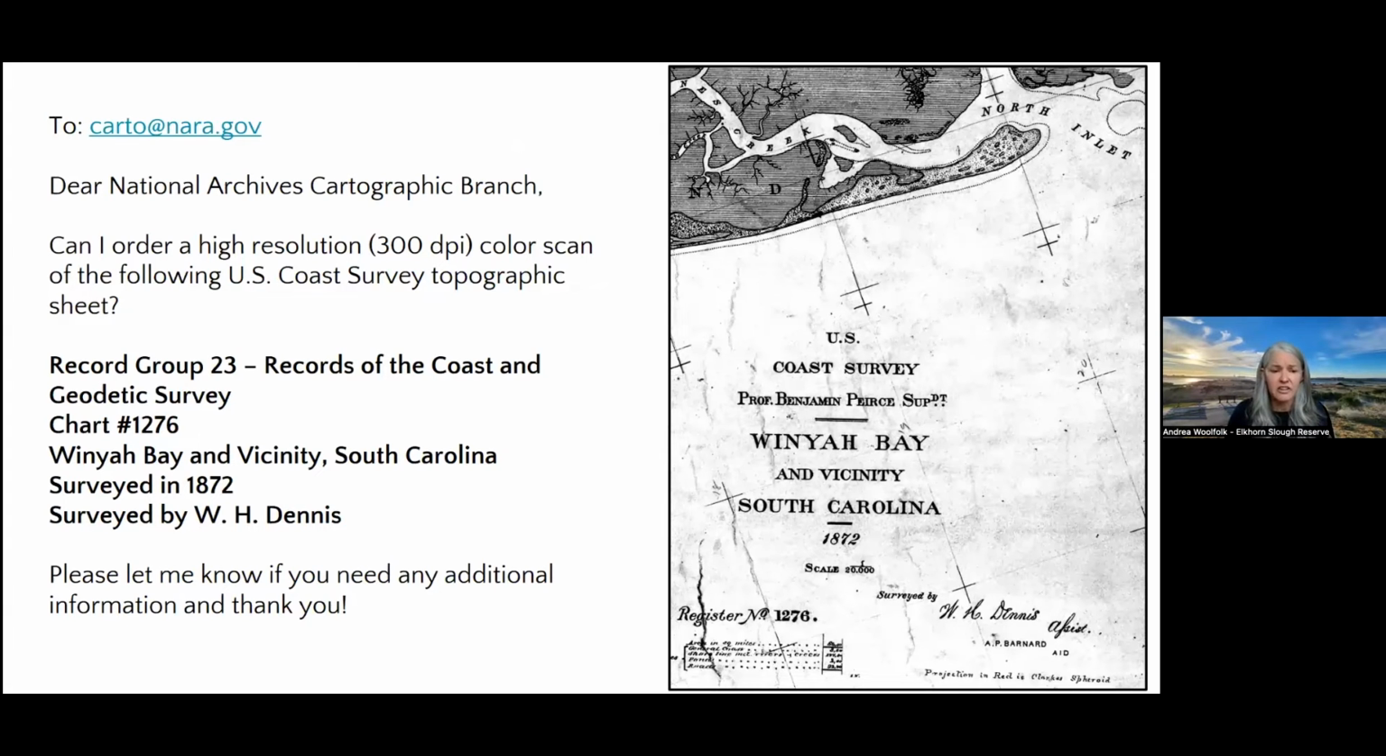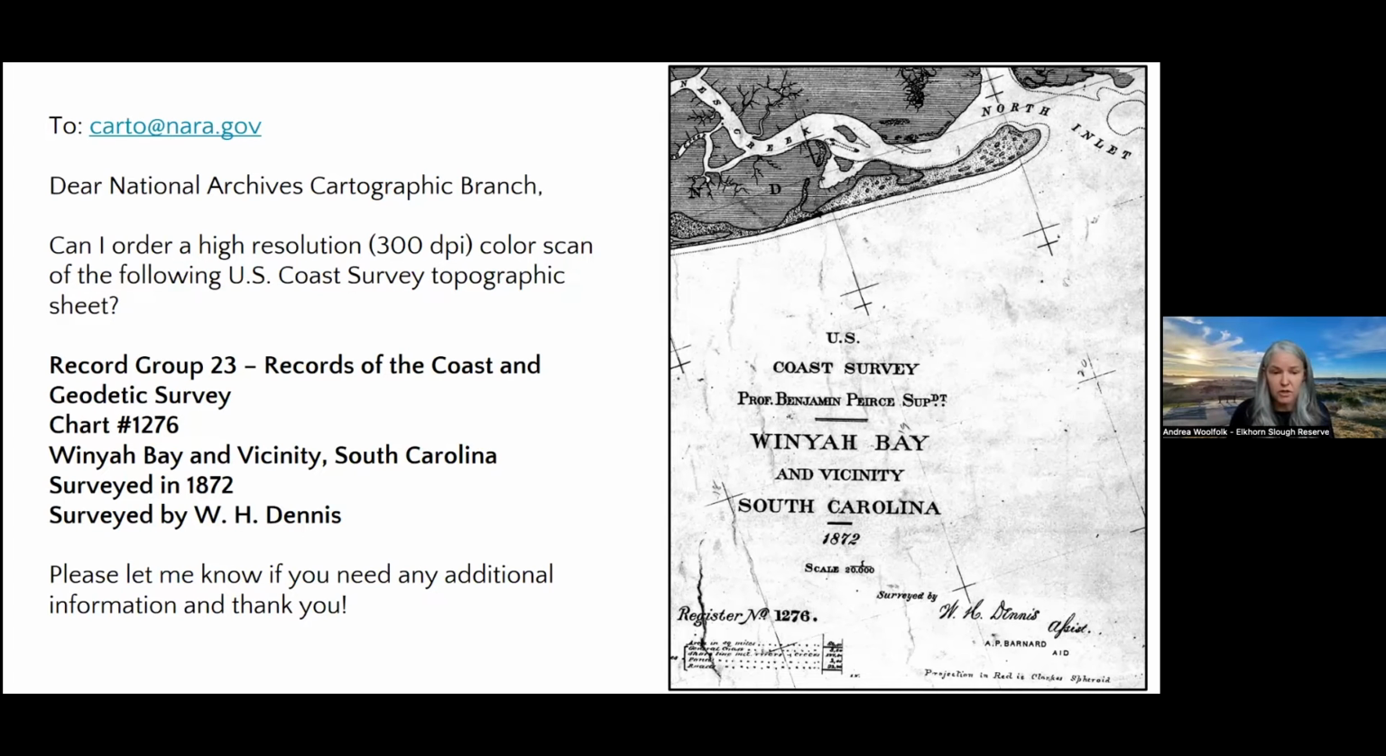So first, you write to the National Archives, the cartographic branch at carto@nara.gov. You politely ask for a high-resolution color scan of your T-sheet. Make sure to say that it's in Record Group 23, Records of the Coast and Geodetic Survey. All of the T-sheets are in that record group.